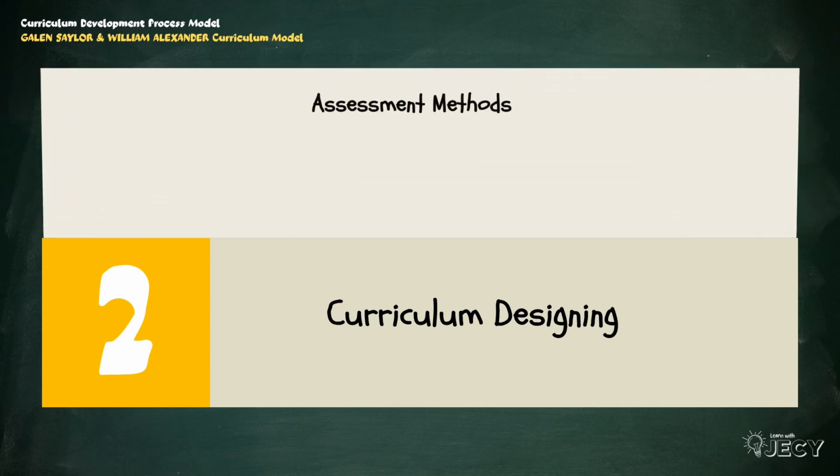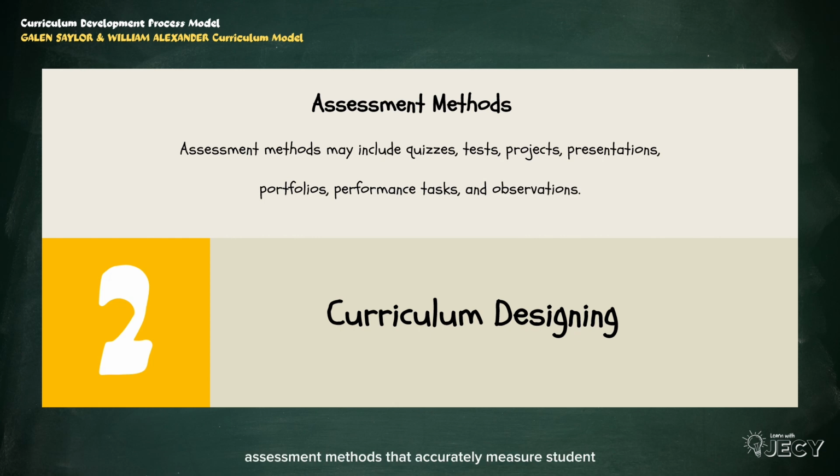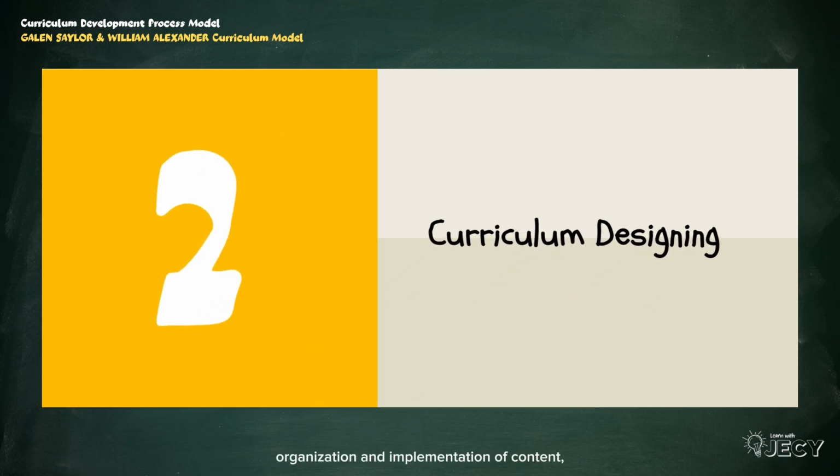Assessment methods. Curriculum designers need to design assessment methods that accurately measure student learning and achievement of objectives. Assessment methods may include quizzes, tests, projects, presentations, portfolios, performance tasks, and observations. Assessment should be ongoing and aligned with the objectives to provide feedback to both students and teachers and guide instructional decisions. The second step of curriculum designing involves the thoughtful selection, organization, and implementation of content, instructional strategies, resources, and assessment methods to effectively achieve the established goals and objectives of the curriculum.